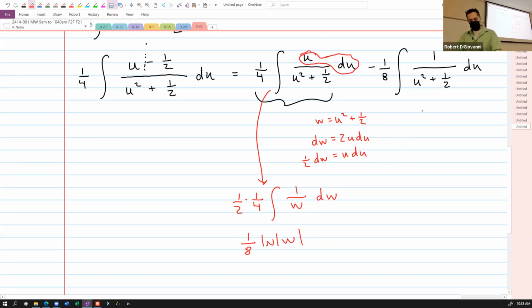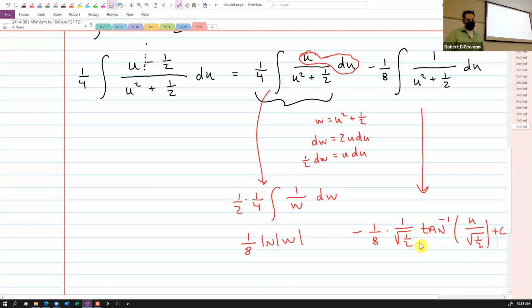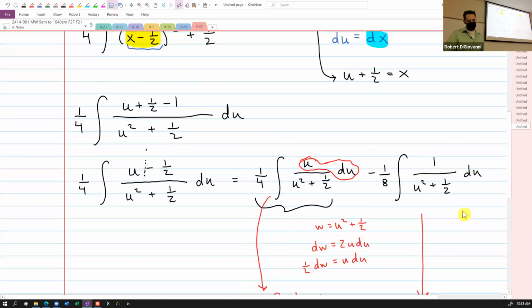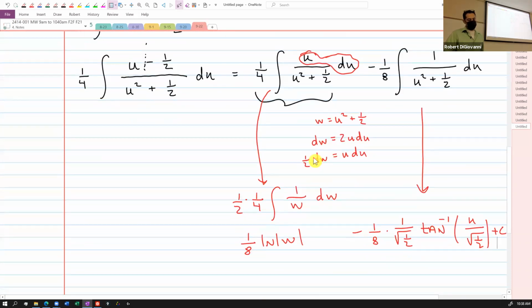And then over on this one, let's bring this one down. This was minus 1/8. Okay, and then now you need that formula 17 here. And a is square root of 1/2. So I'm going to put 1 over square root of 1/2 arctangent of u over the square root of 1/2 plus c. And then you replace u with what? U was x minus a half. And you replace w with what? U squared plus a half. And then you replace that u with x. Yeah, so you get the same answer.